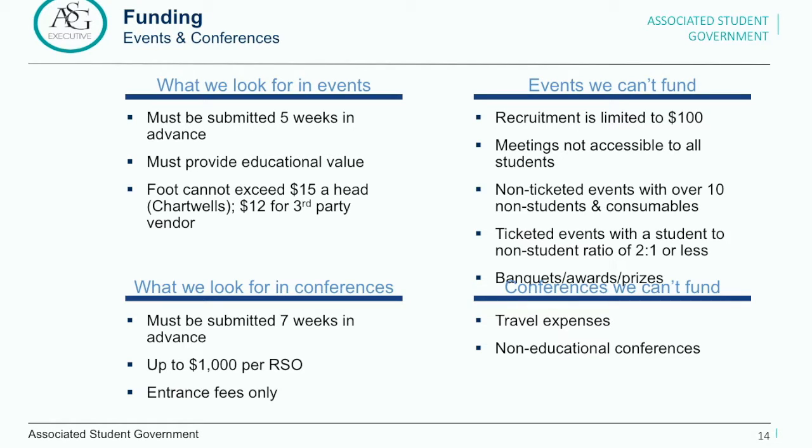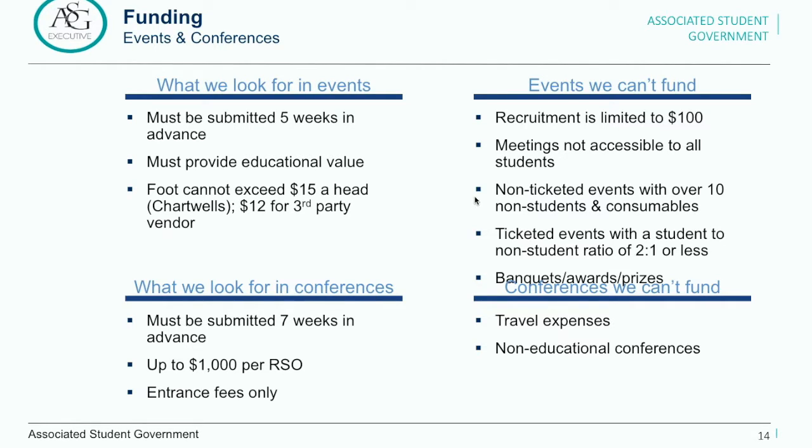This is probably the most important component that the board looks at, whether or not it has an educational value and what students are going to get out of the event. And food cannot exceed $15 a head if you're getting it through Chartwells on campus. It cannot exceed $12 a head for any third-party vendors.